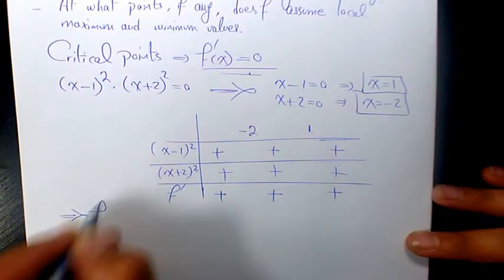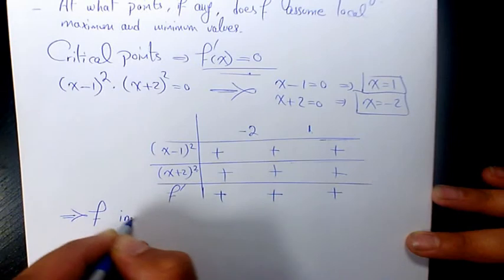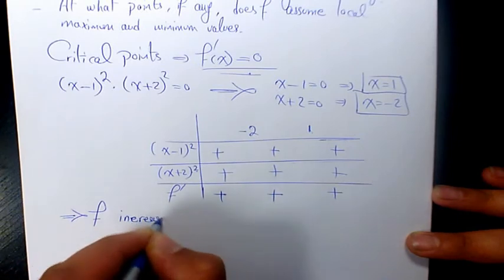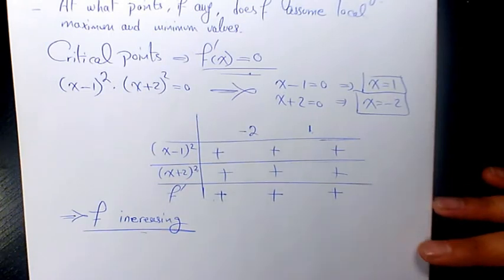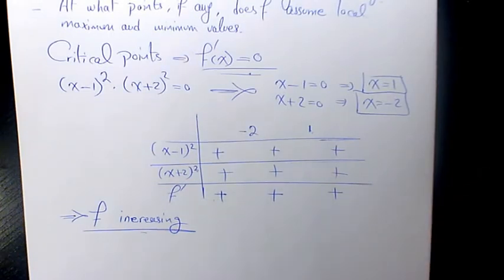It means that f is increasing all the time. From negative infinity to positive infinity, f is increasing because f prime is always positive. Whenever f prime is positive, it means that f is increasing. Whenever f prime is negative, it means that f is decreasing. So since f is just increasing, there is no local minimum and local maximum.